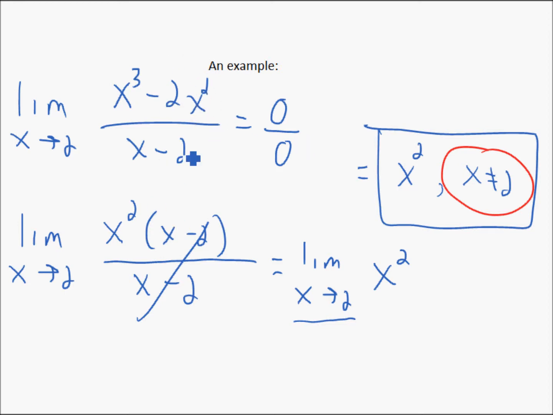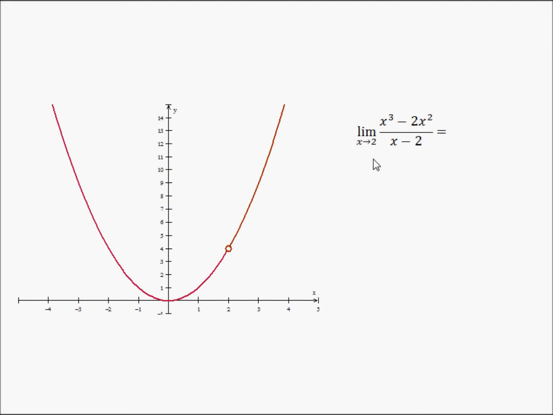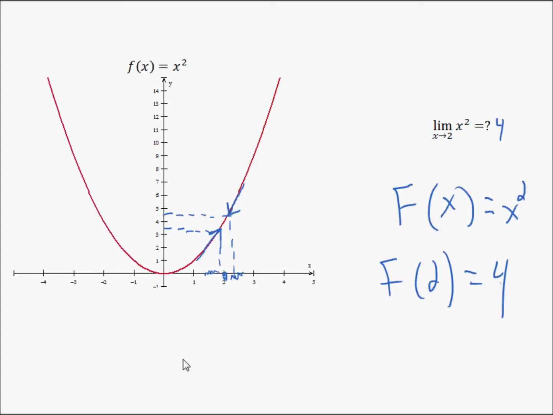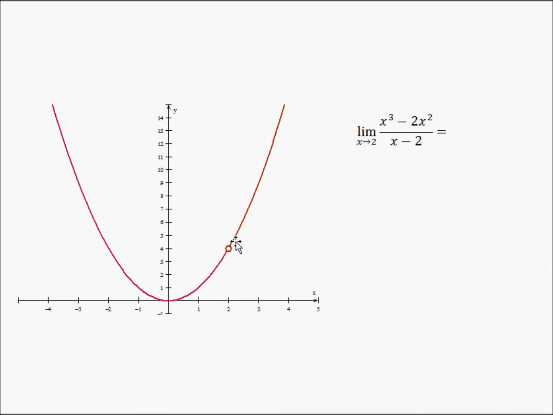So let's take a look at this graph. The answer to this is going to be 4, okay? So the answer is 4. But let's take a look at the graph. The graph of this function, x cubed minus 2x squared over x minus 2, looks just like the graph of x squared. Let's go back to the graph of x squared. That was right here. They look exactly the same, okay? Except for one point. At 2, there's a hole here. But again, we don't care what's happening at 2. We care what's happening around 2.